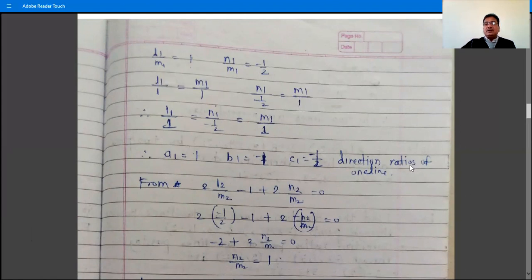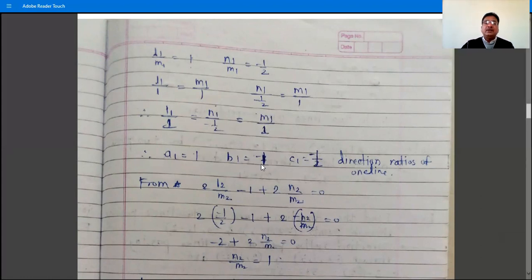Then the direction ratios of one line, out of the two lines, are: A1 is 1, B1 is minus 1 plus 1, which is plus 1, and C1 is minus half. The relation is L1 by 1, M1 by 1 is equal to N1 by minus half. These are the direction ratios of one of the lines out of the two given lines.